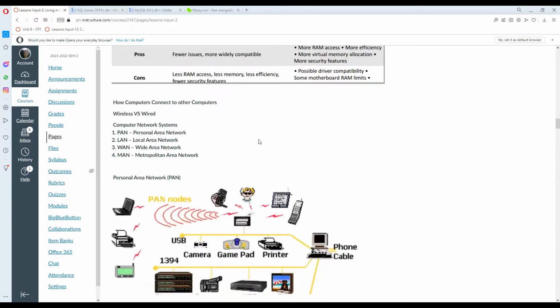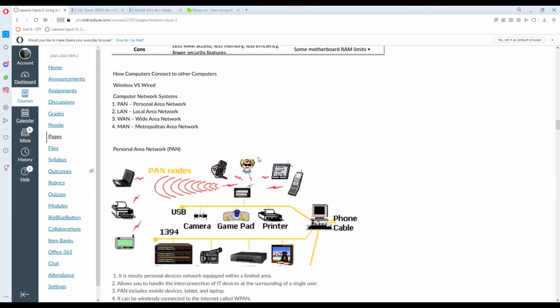How computers connect to other computers. So we can connect using either wireless or wired connection. For network systems, we have four types: personal area network or PAN, local area network or LAN, wide area network or WAN, and metropolitan area network or MAN.